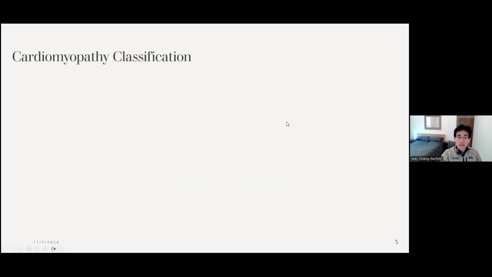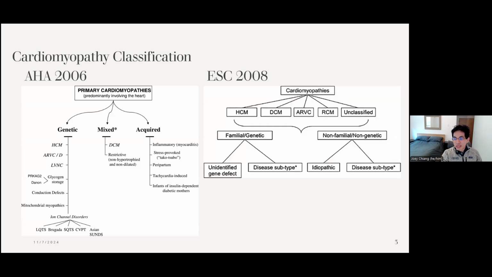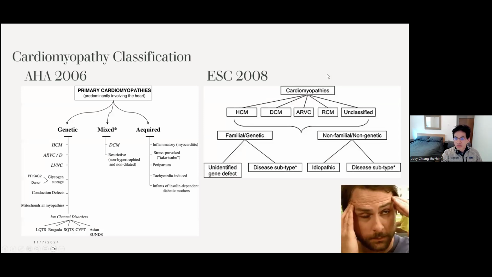So, getting into cardiomyopathy, what is it? It's a disease of the myocytes of the heart, something interfering with their organization that results in subsequent disease. When I got into this talk, I realized that I might have bitten off more than I could chew, looking at different classification systems. There is the AHA guidelines, looking at genetic, mixed, or acquired, and everything else falling in there. And then there's also the ESC ones with hypertrophic cardiomyopathy, DCM, ARVC, and RCM, which we'll be focusing on. It's really just a big headache.